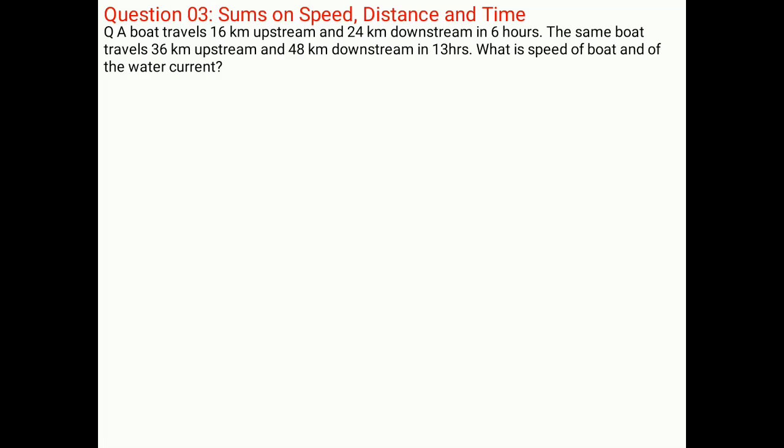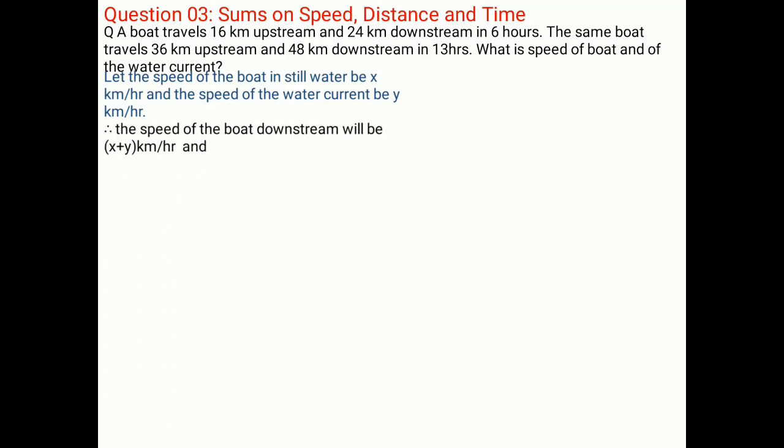Therefore, this should be our x and y. Let's assume the speed of the boat in still water be x kilometers per hour and the speed of the water current be y kilometers per hour. While the boat is moving downstream, the speed of the current will add up to its speed, which will give us x plus y kilometers per hour. When the boat is traveling upstream, the speed of the water current will be opposite and therefore will reduce its speed. Therefore, the speed of the boat upstream will be x minus y kilometers per hour.